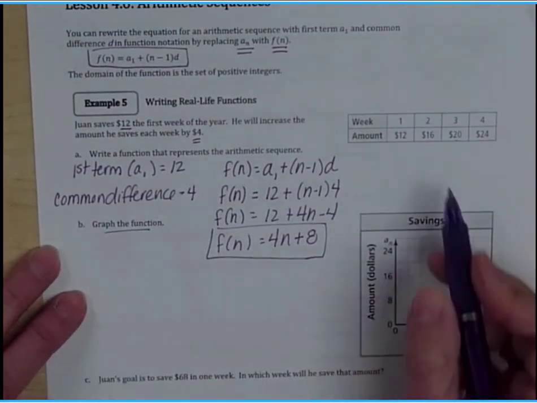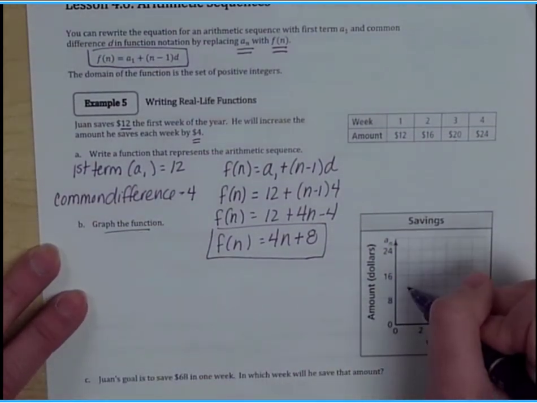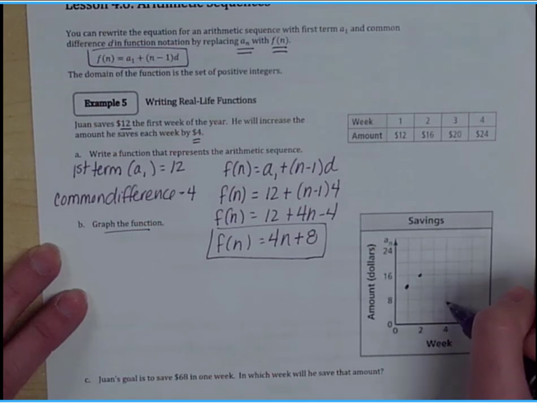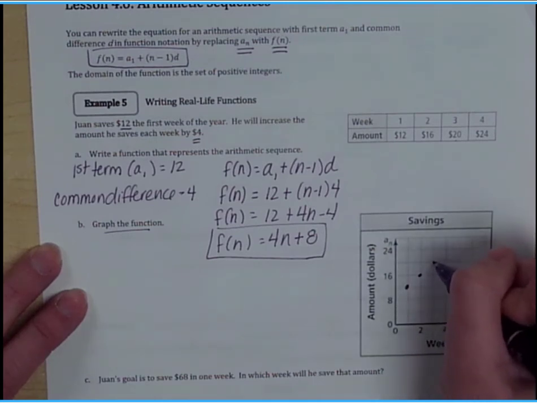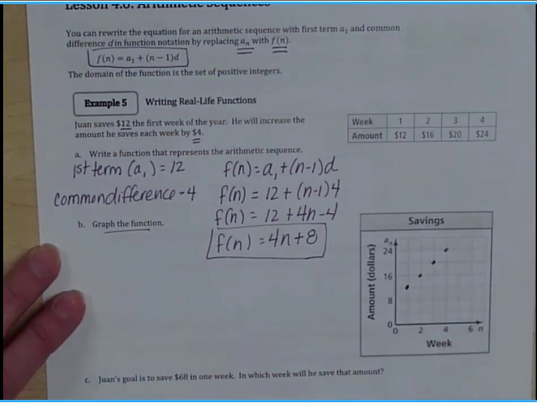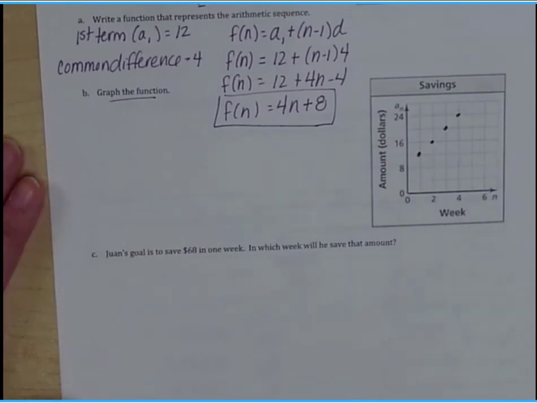Now I want to graph that bugger. So I have 1, 12, 2, 16, 3, 24, and look at that, a straight line. Now, if Juan's goal is to save $68 in 1 week, which week will he get that amount?